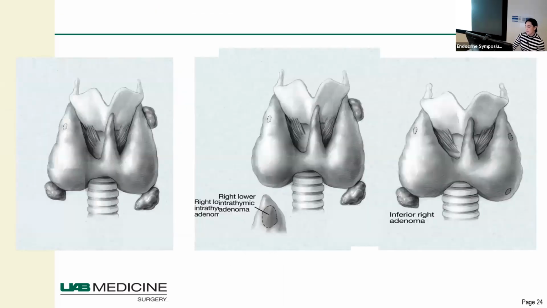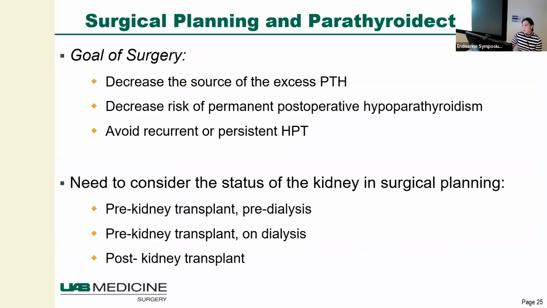So we talk a little about surgery and how we do this operation. The goals of surgery is to decrease the source of PTH excess. And then we also are balancing the risk of permanent hypoparathyroidism and recurrent or persistent hyperparathyroidism. In the transplant setting, we always consider whether or not the patient is going to get a kidney transplant and whether or not they're on dialysis. Some of this is for postoperative management. So patients that are going to be on dialysis are a little bit easier to replete their calcium.